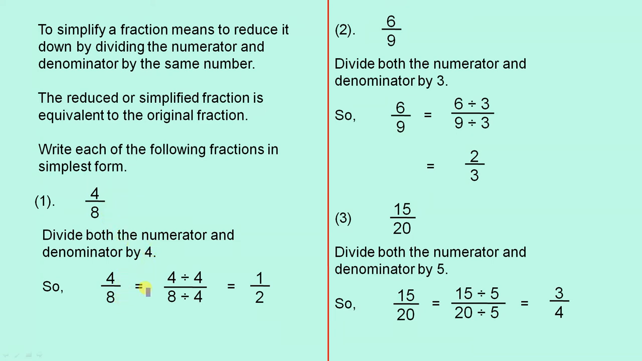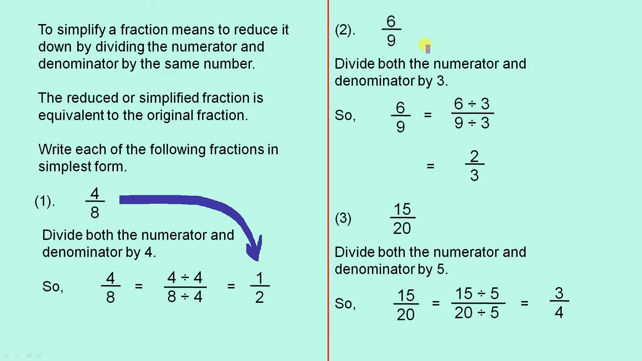So 4 over 8 equals 4 divided by 4 over 8 divided by 4. And that gives us a half. So 4 over 8 is the original fraction, and that is the simplest form, and it is the equivalent fraction. That is, it has the same value.